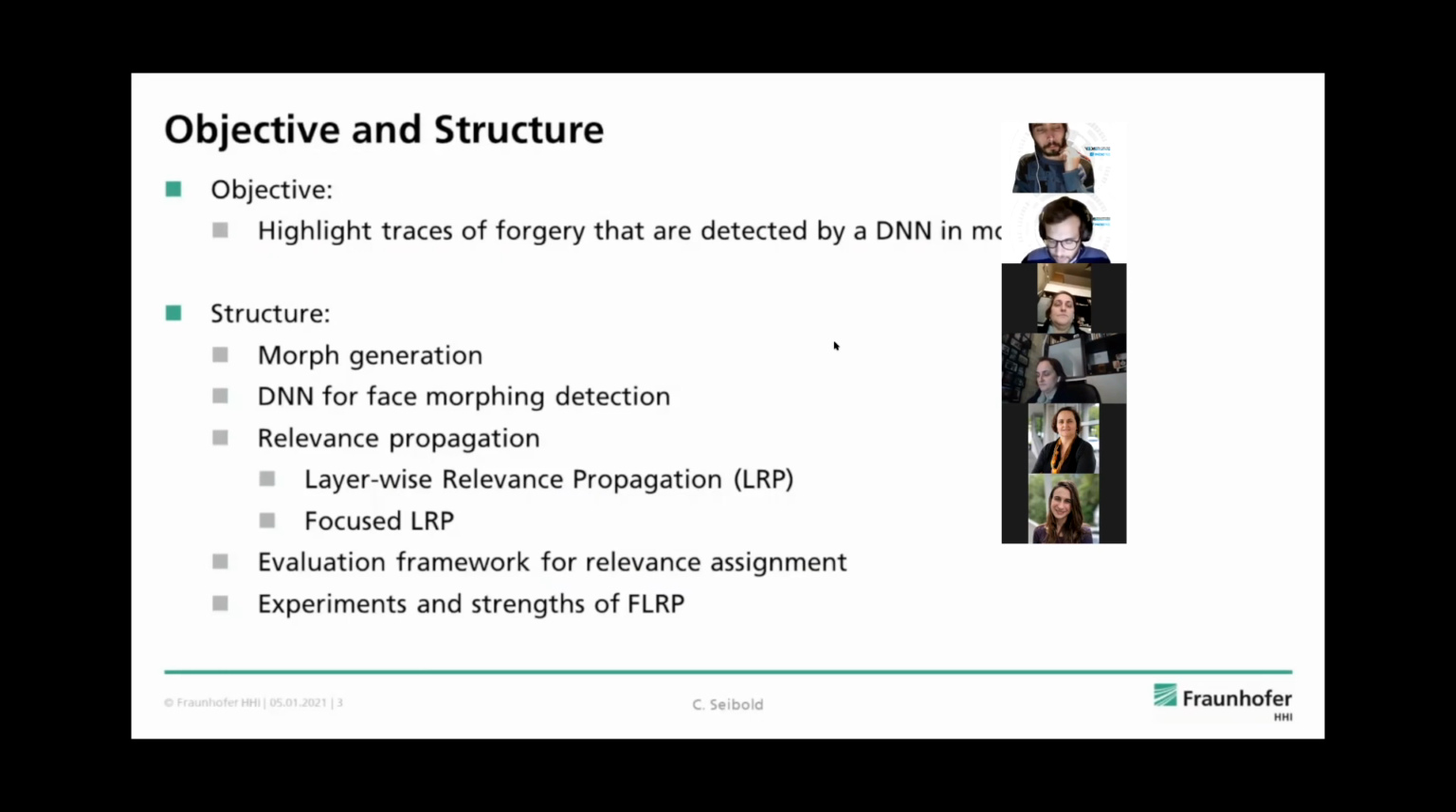First, I give a short overview on how a morphed face image can be automatically generated. After that, I present the DNN-based detector that is analyzed in our work. Subsequently, I explain LRP, a tool that explains which regions of an image are important for the decision of a DNN, and after that, our new extension Focused LRP is explained. Afterwards, a framework to evaluate and judge the relevance assignment by LRP and FLRP is explained. Finally, I conclude my talk with our experiments and the identified strengths of FLRP.